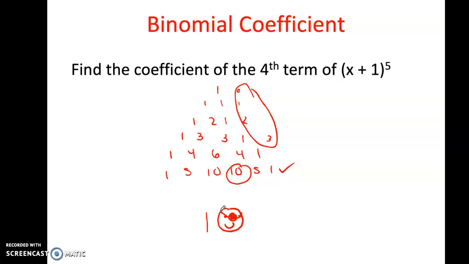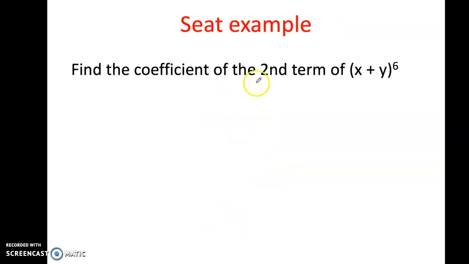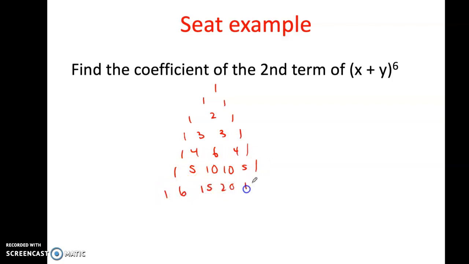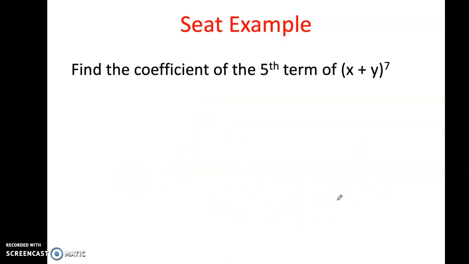There's the 10th term. Find the coefficient of the second term of x plus y to the 6th power. So again, this is great practice for Pascal's triangle. We're going to keep going until we have 6. This is 5. And we have 1, 6, 15, 20, 15, 6, 1. Here we go. Find the second term. So the second term is this guy here. So the answer would just be 6.